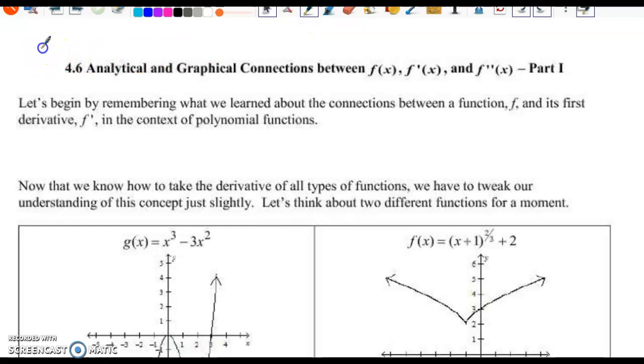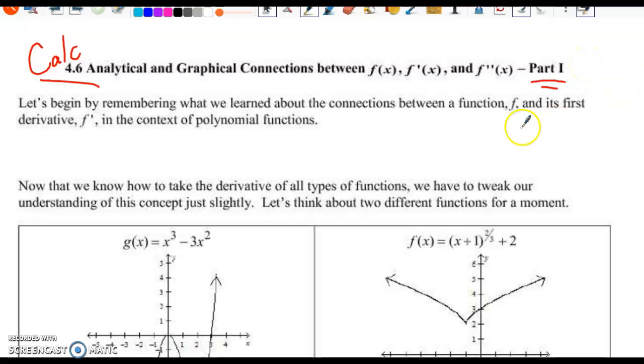Welcome back, Calculus. We're working on 4.6. And what we're going to do is make connections between the original function, its first derivative, and its second derivative. This is just the first part of this. And we will have another test coming up.